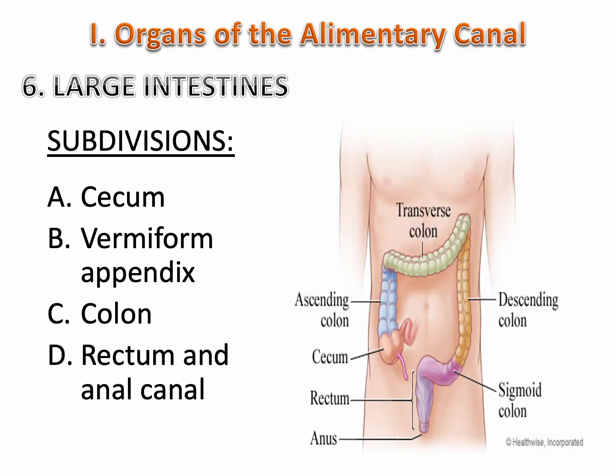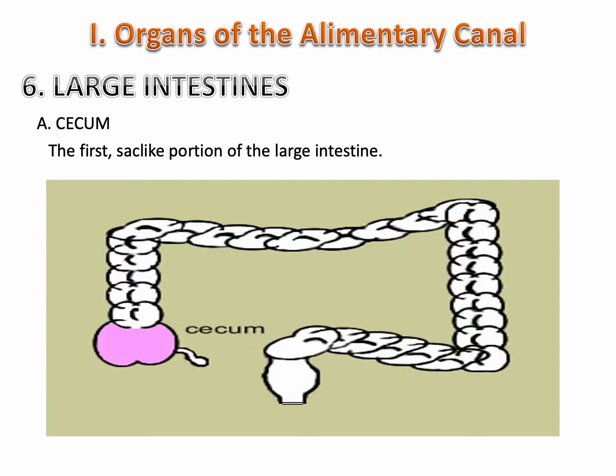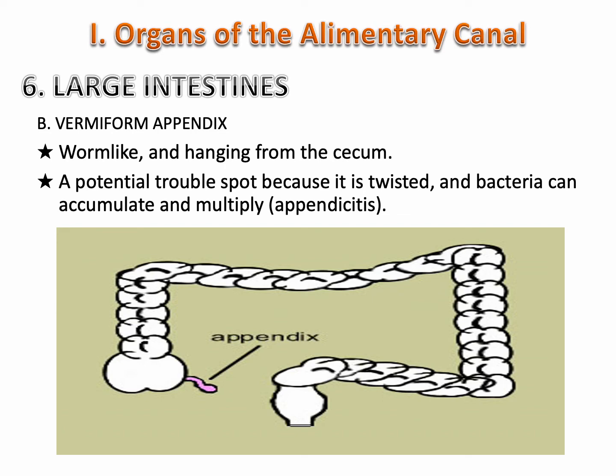Here are the subdivisions of the large intestine: cecum, vermiform appendix, colon, and the rectum and anal canal. The cecum is the first sac-like portion of the large intestine, so yung kulay pink. It's connected to the small intestine via the ileocecal valve. The appendix is a worm-like structure hanging from the cecum.